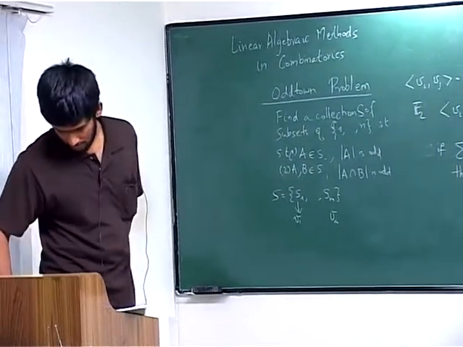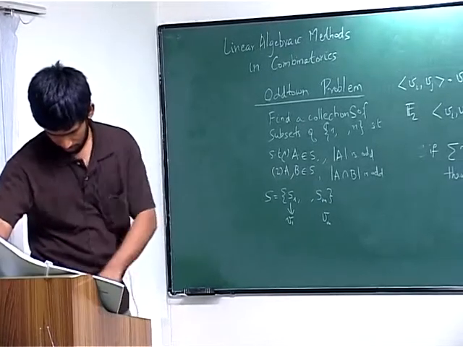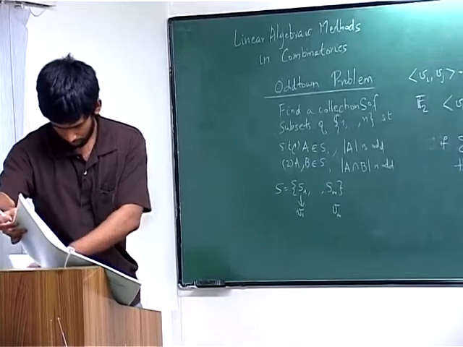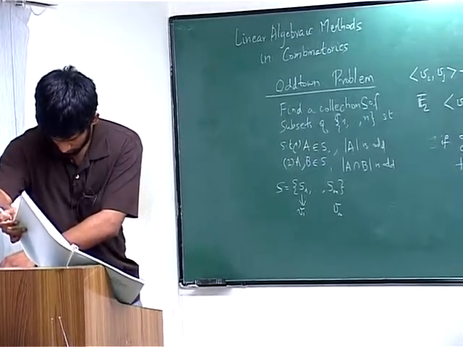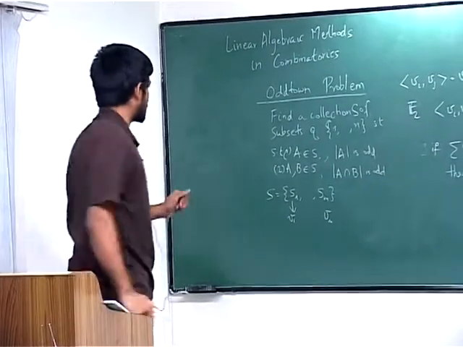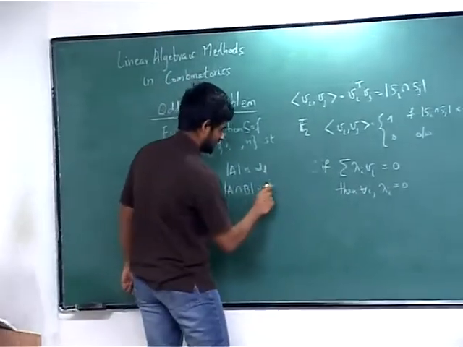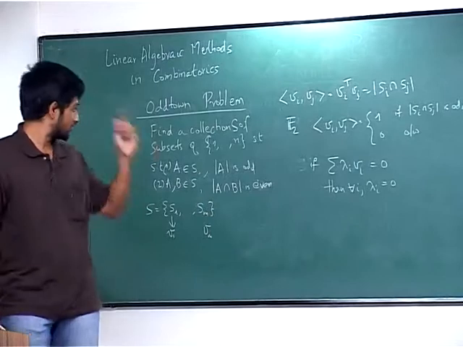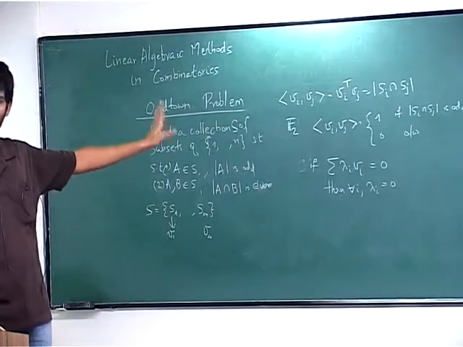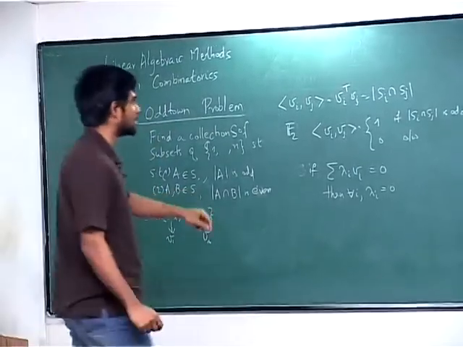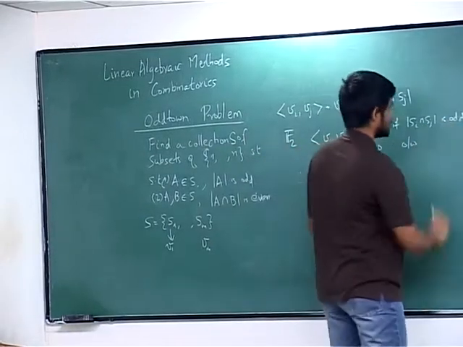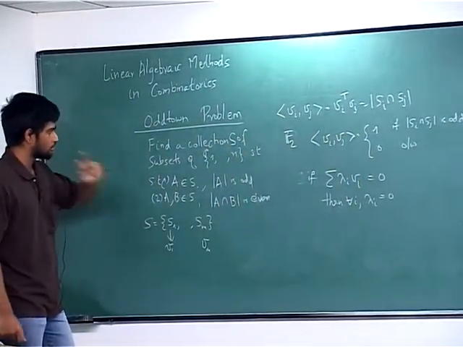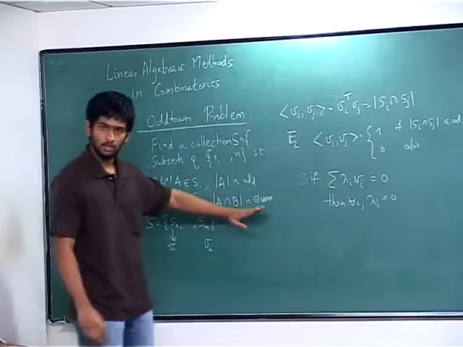Oh wait, did I make a mistake somewhere in the problem? Oh sorry, I made a mistake somewhere. This is even. That's it. So I want this. It's not actually odd, I want even. Okay. I made a mistake, I'm sorry. So in this case, this is what we want.